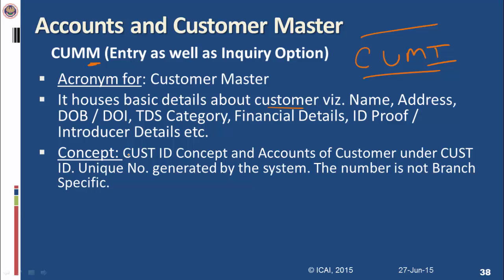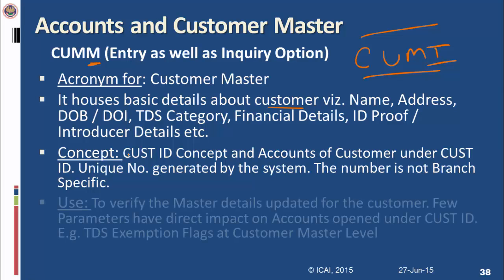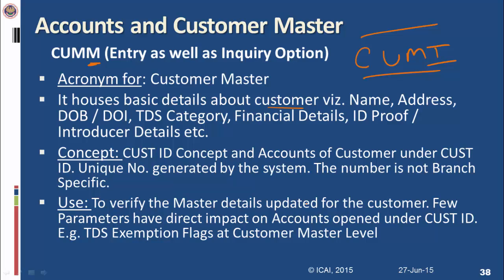There is a customer ID concept. If multiple customer IDs have been opened for one customer, then the issues are that the computation of TDS on total interest paid to the customer will have a problem. KYC is required to be done for each set of customer IDs, and the NPA parameterization, that is the IRAC norms, income recognition and asset classification, will also have an issue, right? So we can use master details through CUMM or CUMI.